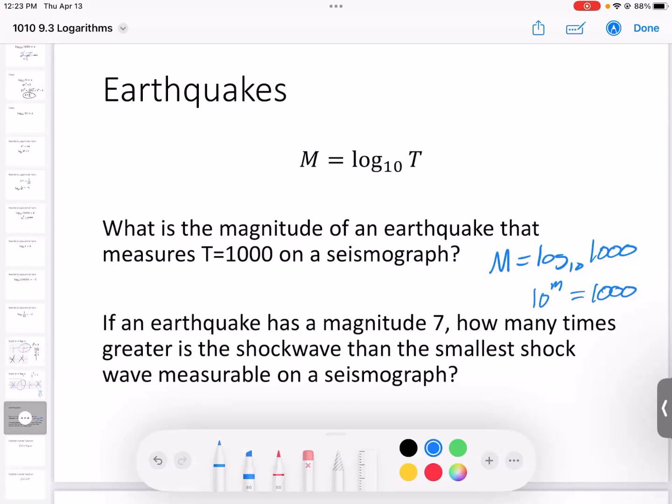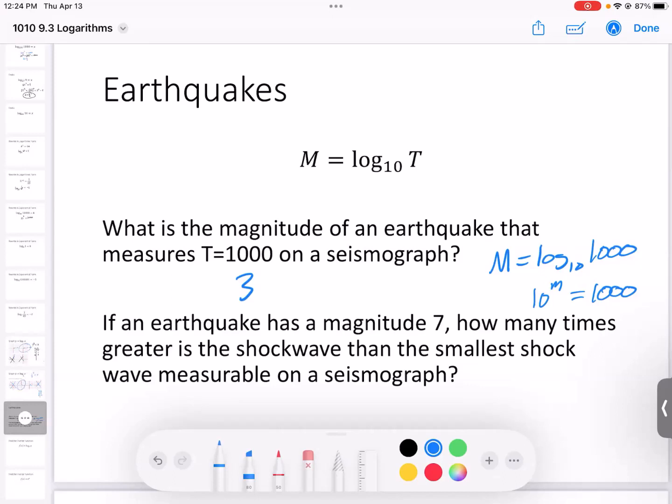Yep, it would be 3, because if you do 10 times itself 3 times, that will equal 1,000. So the magnitude of this earthquake would be magnitude 3, which is not a very serious earthquake. But if an earthquake has magnitude 7, the question is how many times greater is the shock wave than the smallest shock wave measurable on the seismograph?